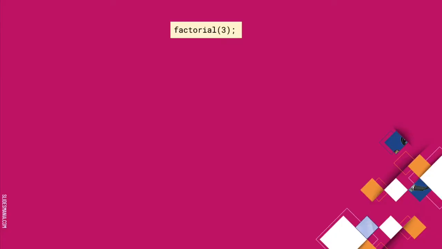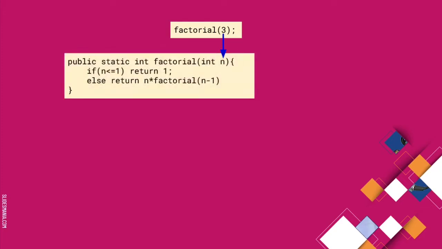So if we are going to execute the factorial function with, for this example, a parameter of 3, in that function execution, the value of n is going to be 3. Since 3 is not less than or equal to 1, the if statement is not going to be executed. Instead, it will be executing the else statement, which says it is going to return the value of n multiplied by factorial n minus 1.